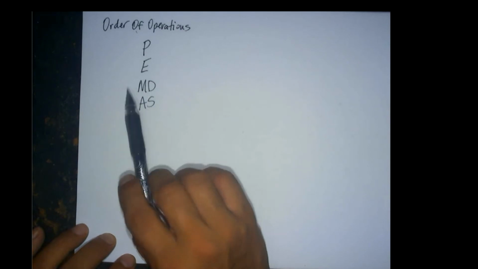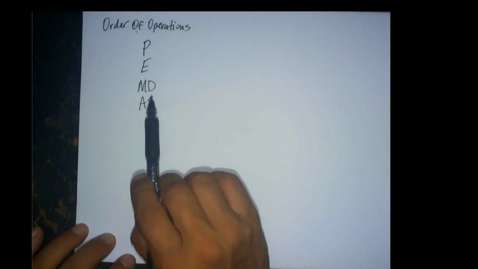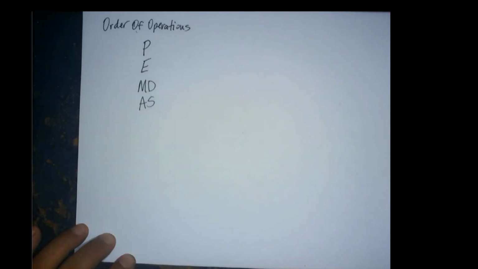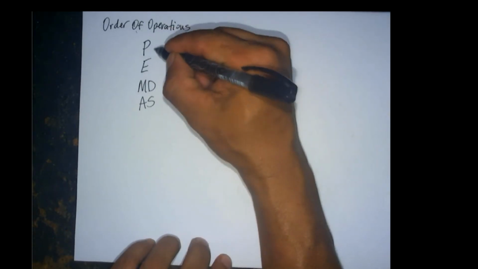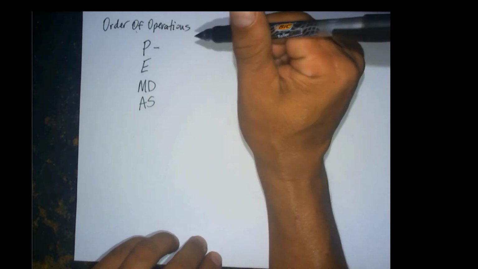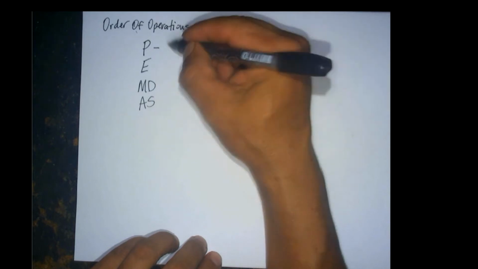Why are multiply and divide together? Because you can do either of them. You do them in order from left to right, whichever one comes first. It's not multiply first and then divide. It's multiply or divide. Same goes with add and subtract. Okay, grouping symbols is P, but P stands for parentheses, but it really means all grouping symbols.